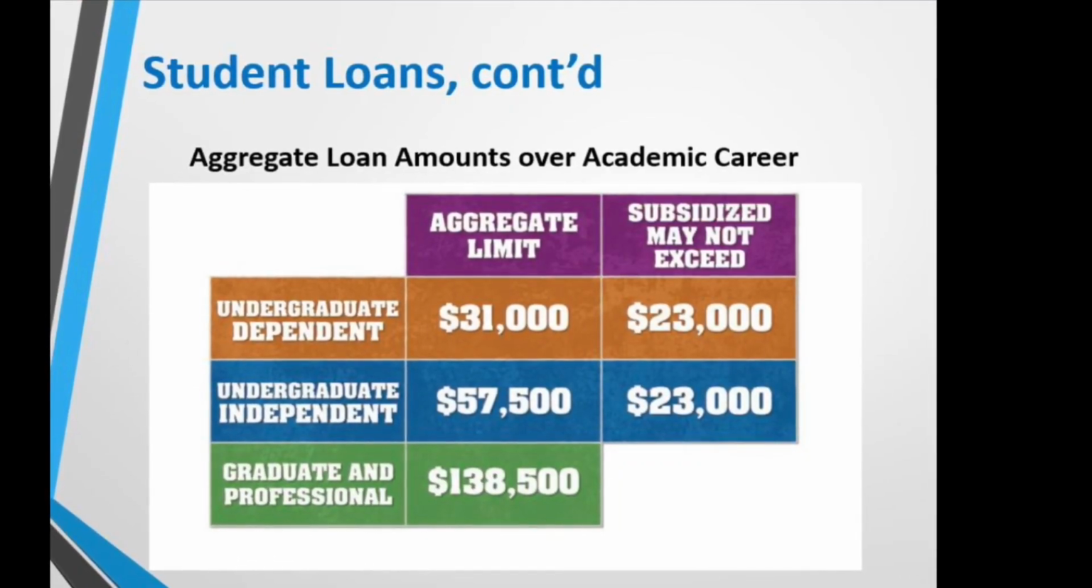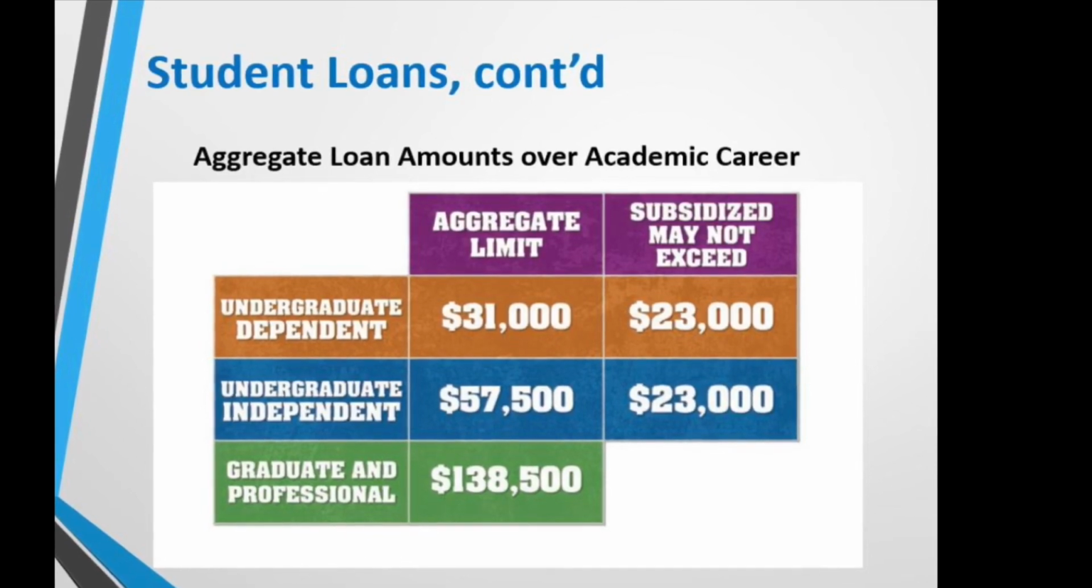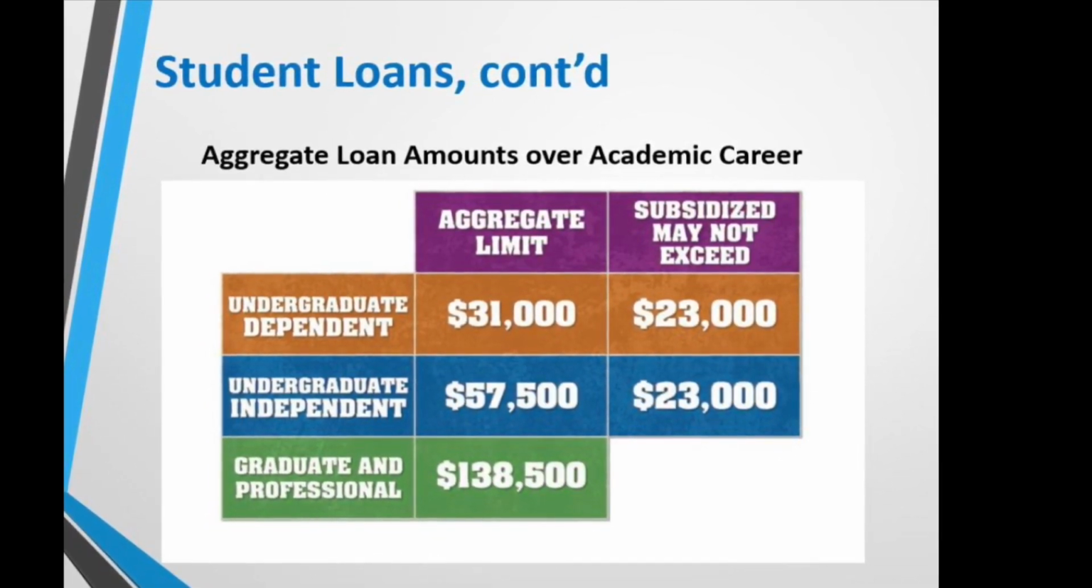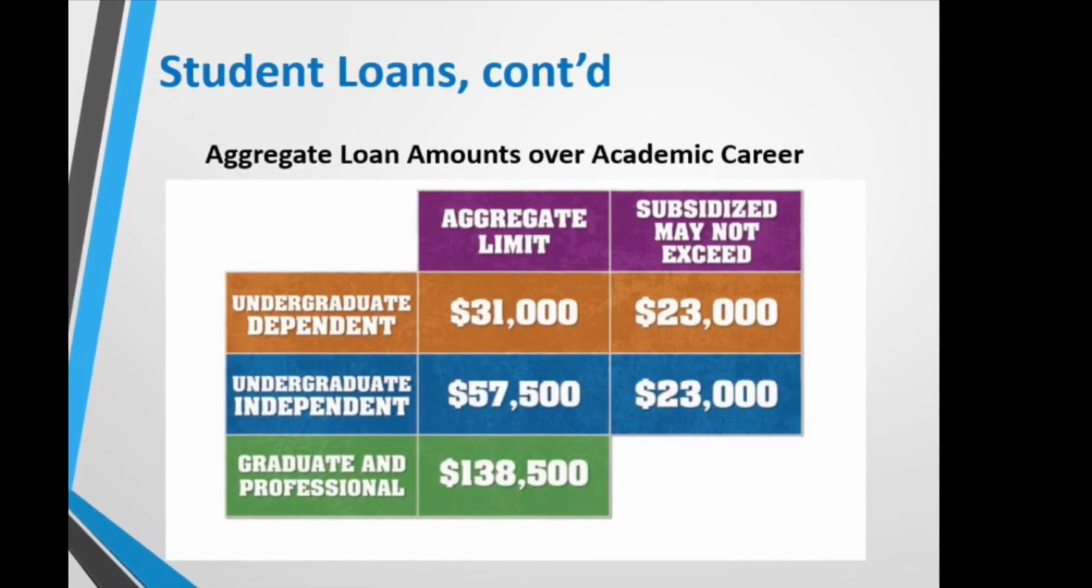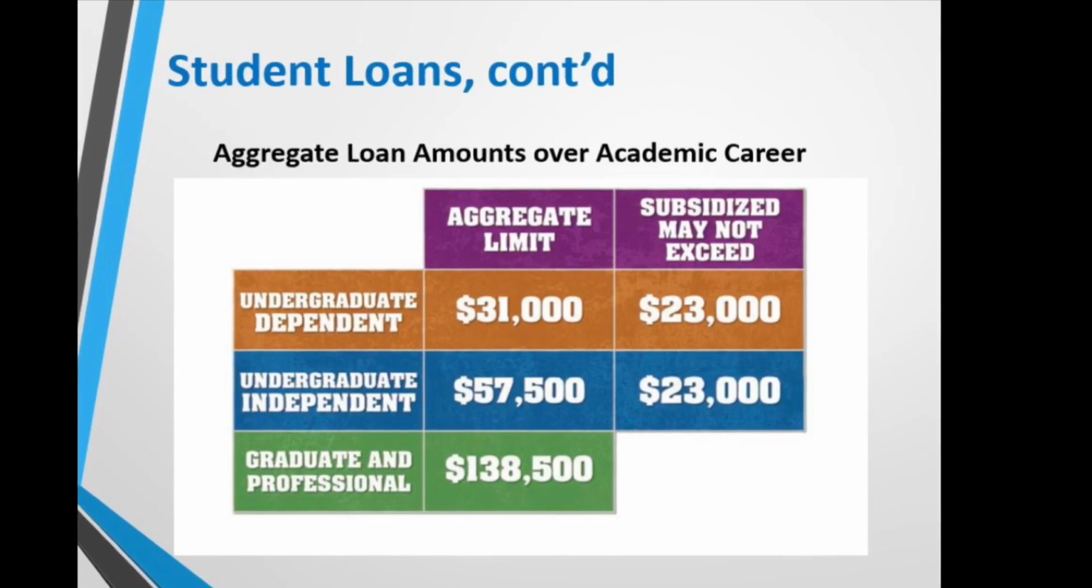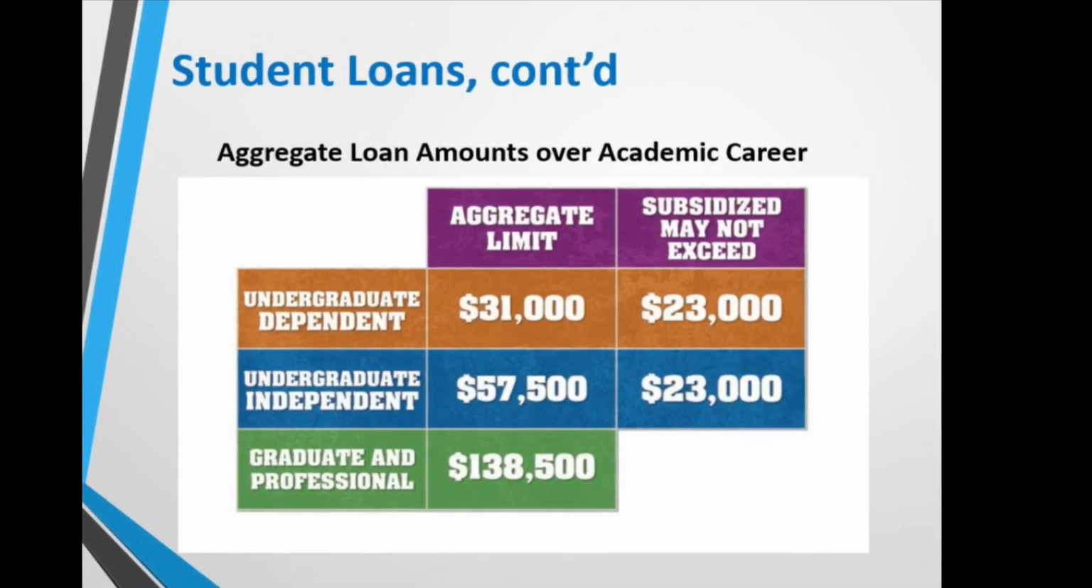Now, the total limits that you can borrow over your lifetime for your student loans, for a dependent student, the maximum is $31,000. For an independent student, the maximum is $57,500. Both totals may sound like a lot, but if you are taking out the maximum amount of your student loans each year, that can add up.